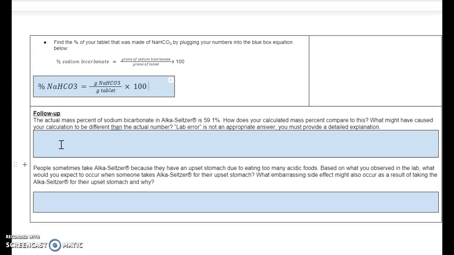Lab error is not considered. Our balance was balanced. What did we do different? Did we have a whole tablet? Did we have a part of a tablet? What did you see in the video during the lab? Tell me an explanation here, at least 2 to 3 sentences.